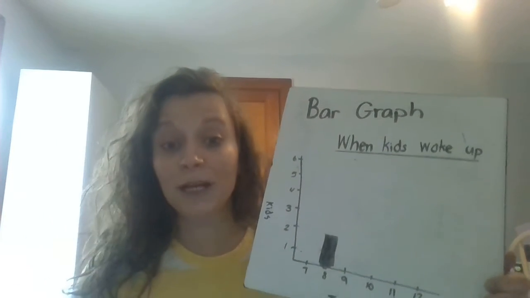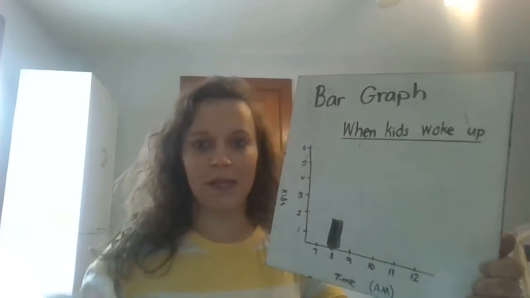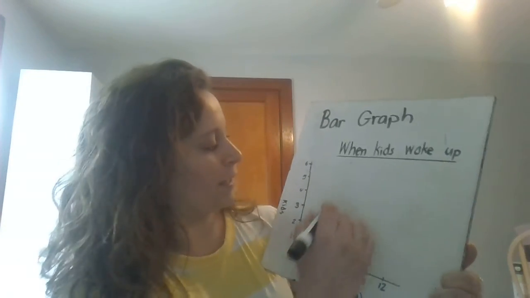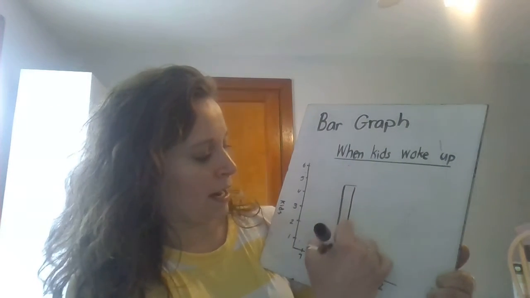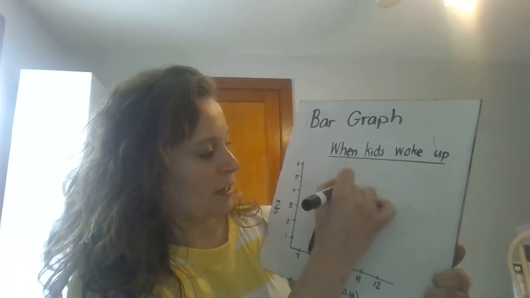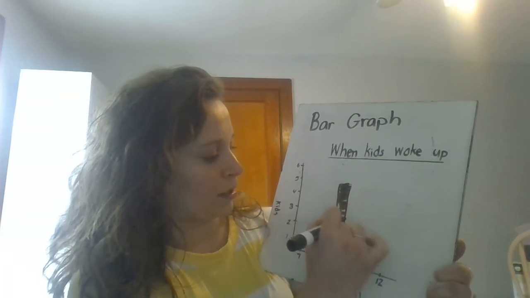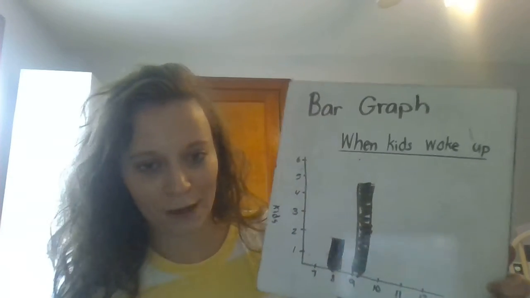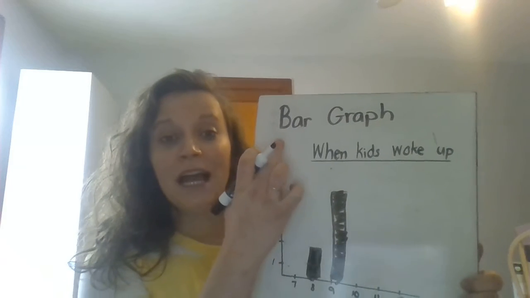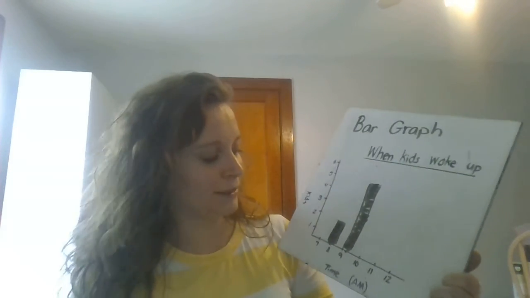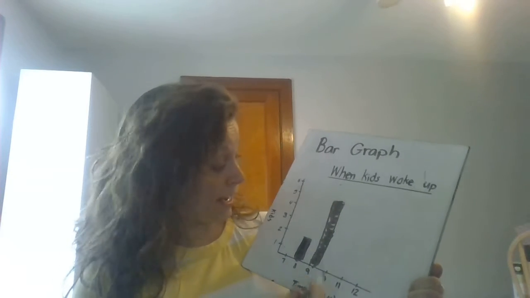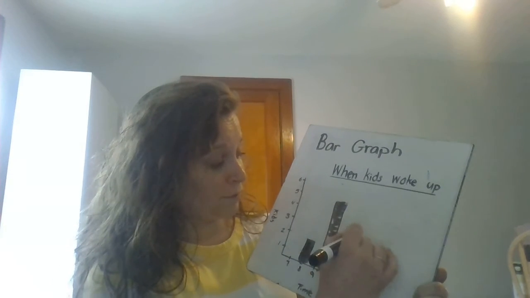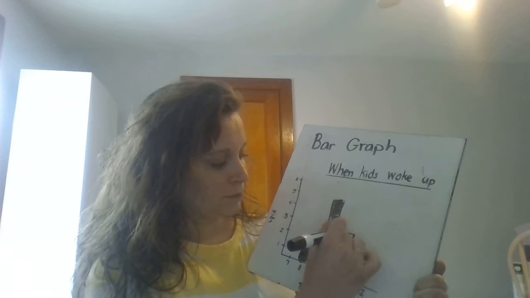Then I say, okay, how many of you guys woke up at 9 a.m.? And a whole bunch of hands shoot up in the air. Mom and dad let you sleep in a little bit. We've got 5 kids that woke up at 9 a.m. And then you would fill in this bar. So a bar graph is kind of looking at different results, and we're using a bar to show this. So now let's say, how many of you guys woke up at 10 a.m.? Maybe there were 3 of you that woke up at 10 a.m.